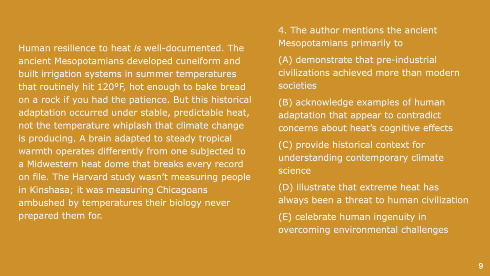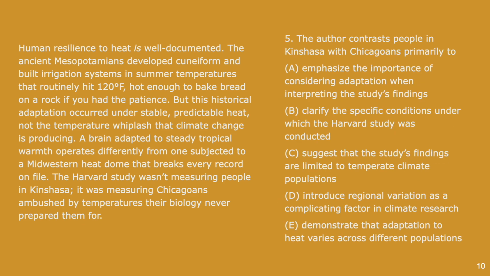As mentioned before, the second sentence serves as evidence to back up the claim in the first sentence. Both sentences are part of the concession. So the correct answer is B. Acknowledge examples of human adaptation that appear to contradict concerns about heat's cognitive effects. See how fast the question can be tackled. Once you recognize the structure of concession, you already know what the second sentence is doing. No need for process of elimination. Great. The same paragraph and the fifth question.